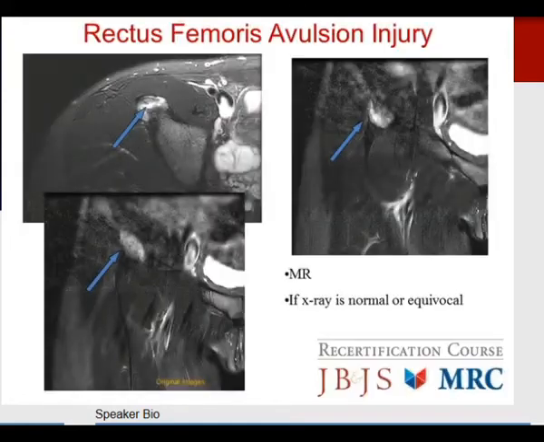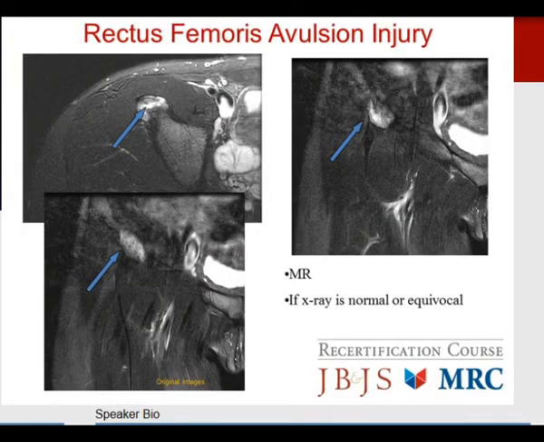But sometimes the radiographs are non-diagnostic or don't demonstrate the abnormality, so we can move on to MR imaging. And what we see is subtle displacement of the apophysis, either the cartilage or the ossification within the apophysis. And then we see fluid signal separating the apophysis from the native bone. So this is the classic appearance that we would see with a non-displaced rectus femoris avulsion injury.